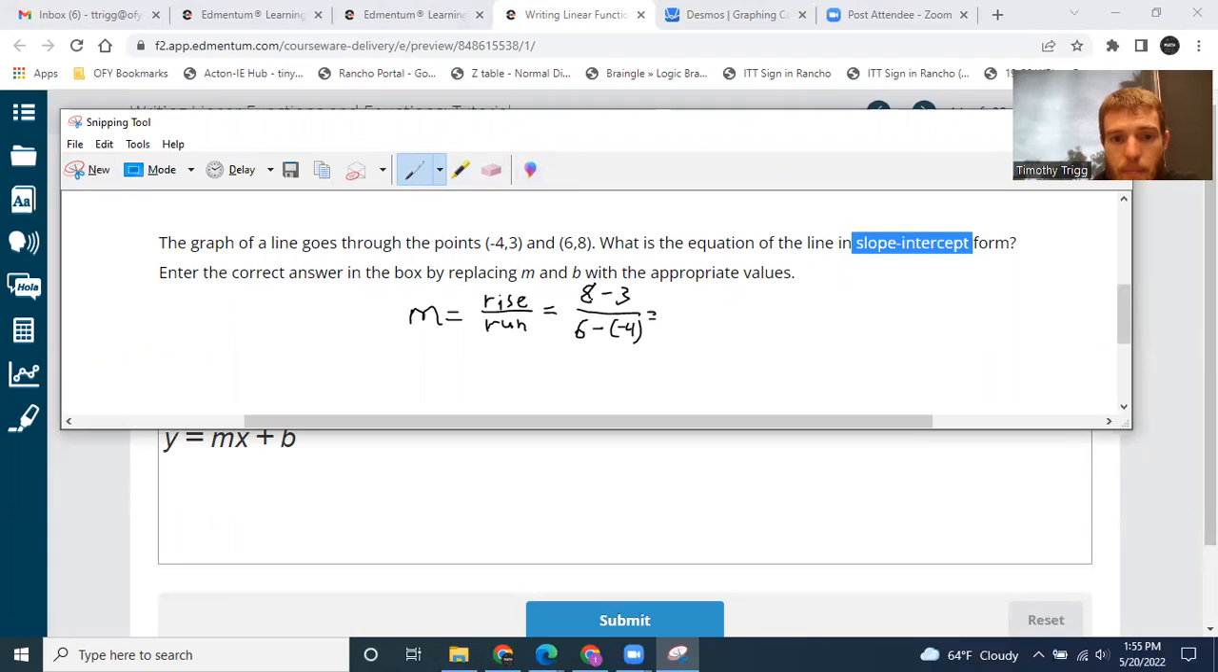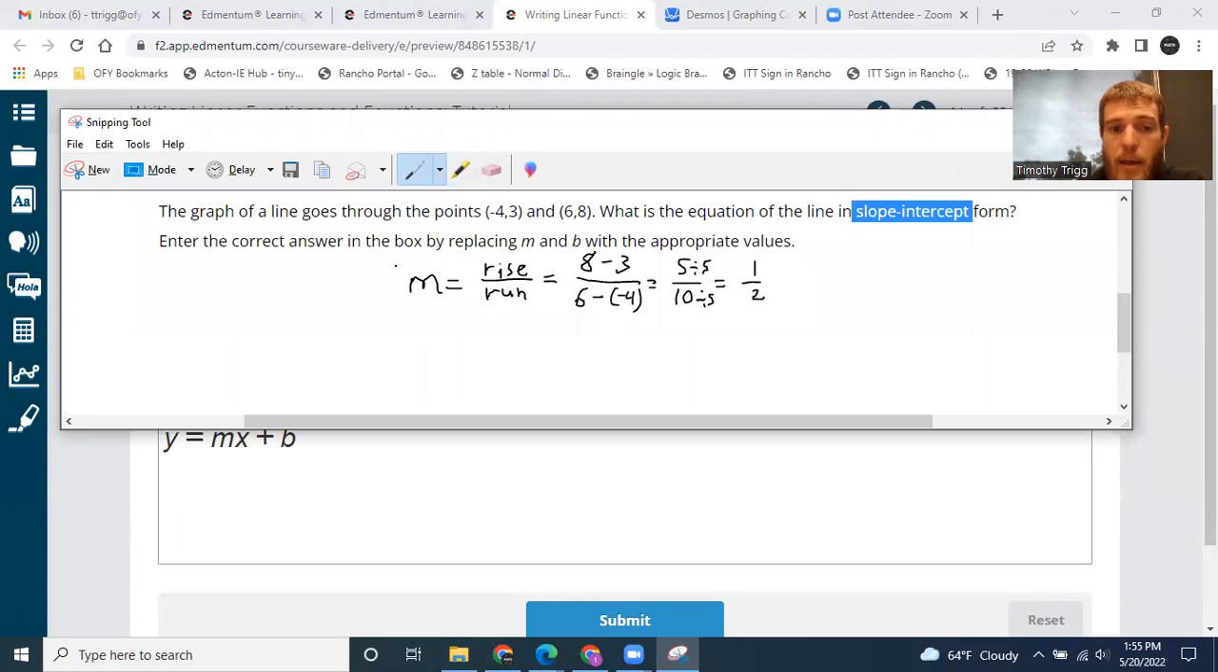This gives us 8 minus 3 is 5, and 6 minus -4 is the same as 6 plus 4, which is 10. You should always simplify fractions if you can. In this case, you can simplify this to 1/2 because dividing both top and bottom by 5, a factor of both, gives 1/2. So 1/2 is your slope. Now we have our m.